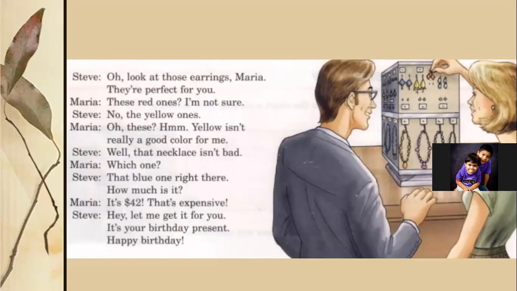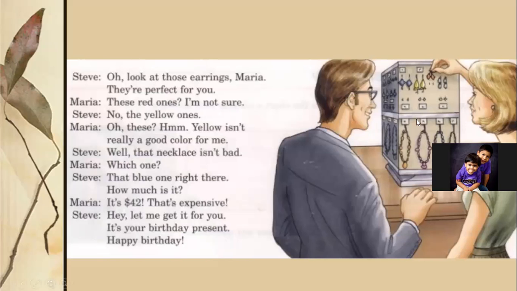Oh, look at those earrings, Maria. Okay, wait, wait. Remember, Oscar, you're an actor, right? Actors show, you know, like you are feeling the play, feeling the role, and you say, oh, with exaggeration, oh, look at those earrings, Maria. Understand? Okay, now again.